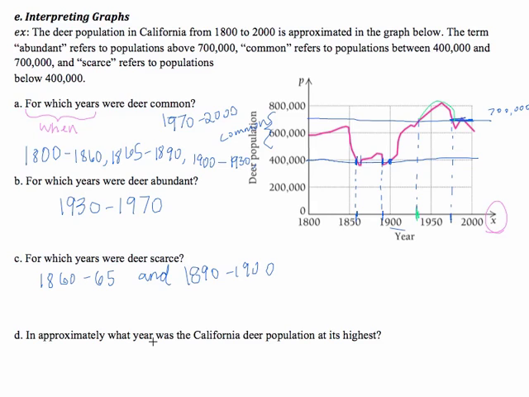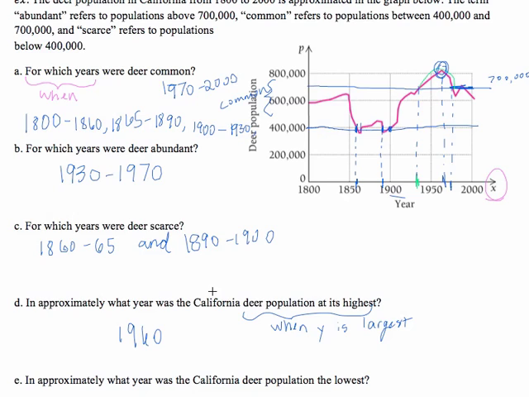And in what year was the California deer population at its highest? That's asking when is the y value the largest. It looks like it hits its peak right about there. I'm going to estimate that to be maybe 1960.